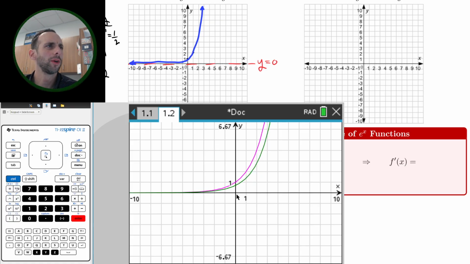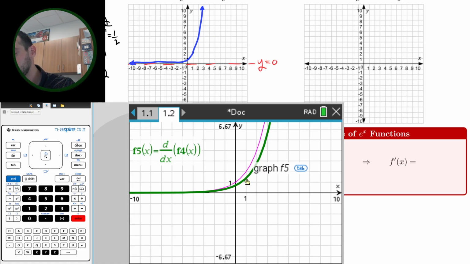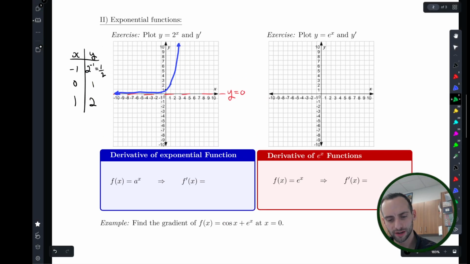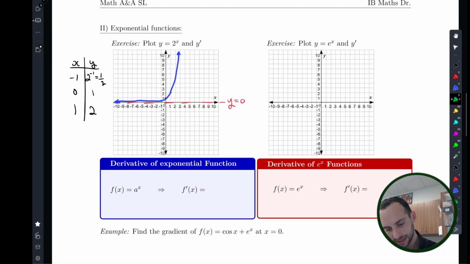Now, what is the equation of this green curve? We'll come back to that in a minute. For now, we just want to understand that the derivative of an exponential is another exponential. So I'm going to graph that green curve, freehanding it on here, knowing that the derivative of 2 to the x looks something like that. Again, what the equation is for that, I'm going to come back to in a minute.